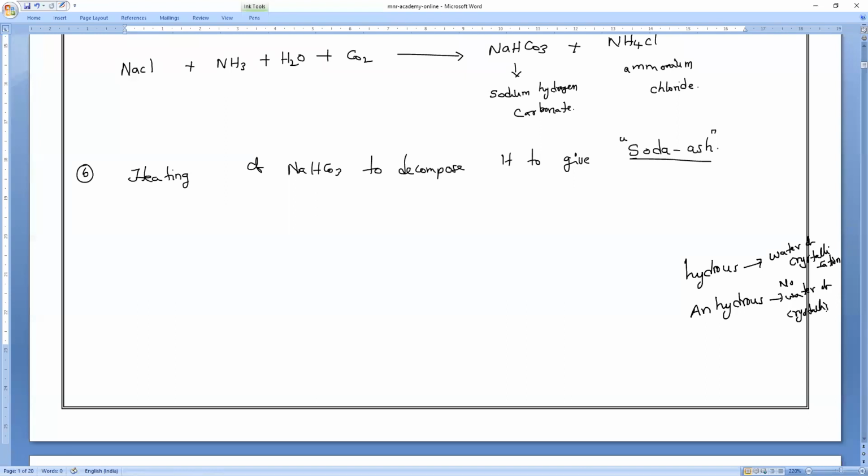Okay. So now observe very carefully. If I start heating, you will understand it. So sodium hydrogen carbonate, I start heating. Heating we can represent with something above the arrow. What is that? Delta. So delta indicates heat. Then we will get anhydrous sodium carbonate. See here, no water, no water of crystallization.